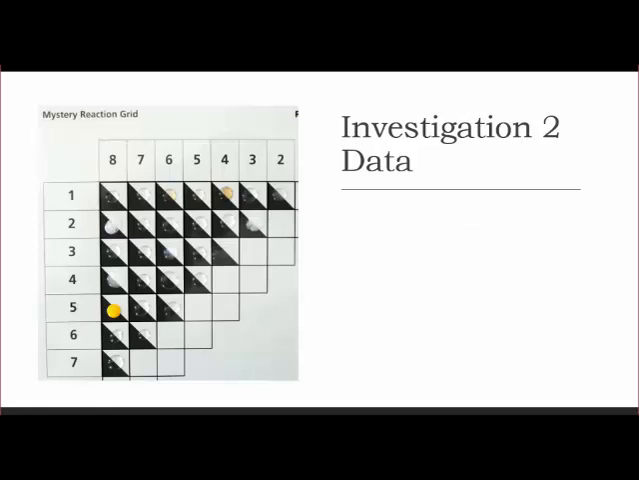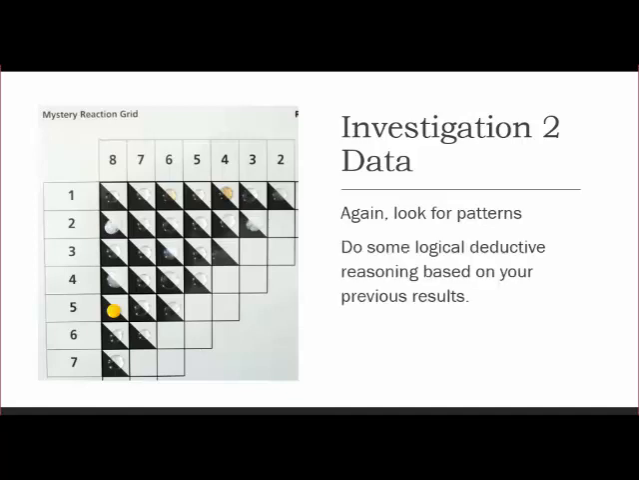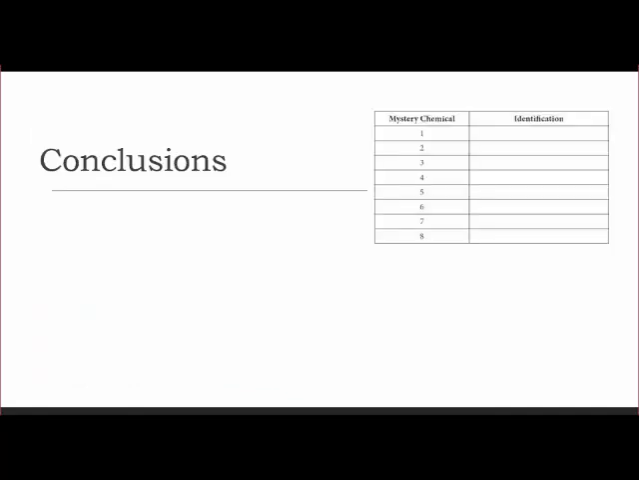So this is what the data table looks like for investigation 2. And based on this, again, you want to be looking for the patterns in the data and try to match those patterns back to what you learned in investigation 1, where you knew what the solutions were. You're going to have to do a little thinking here. You're going to have to do a little reasoning, use a little logic, and use those previous results and try to figure out what each of the 1 through 8 compounds actually is. And again, they all are compounds that you used in the first investigation as well. Once you figure that out, you're going to try to identify what each of your mystery chemicals is.